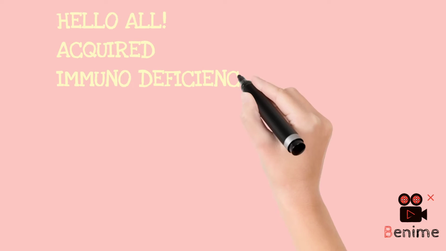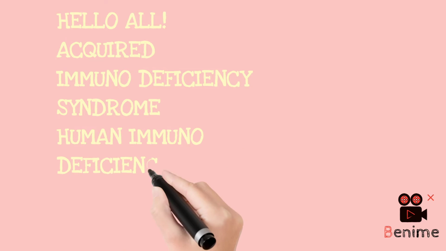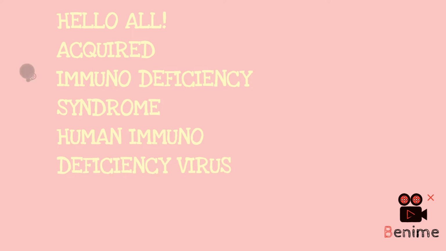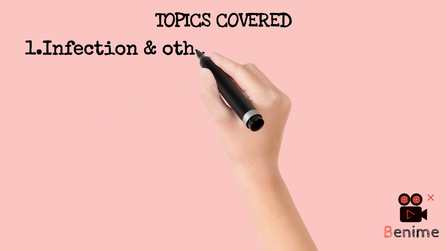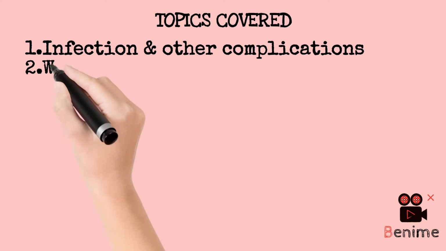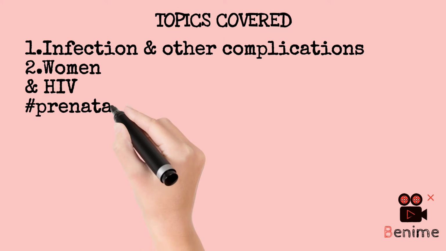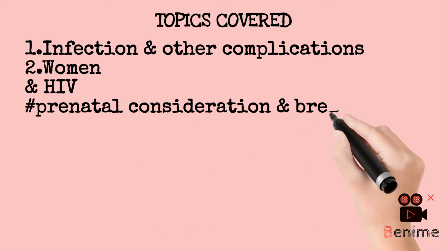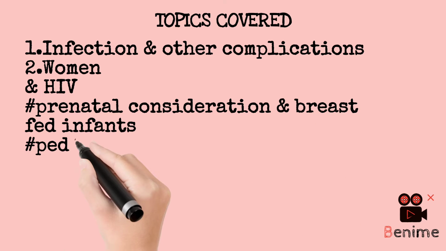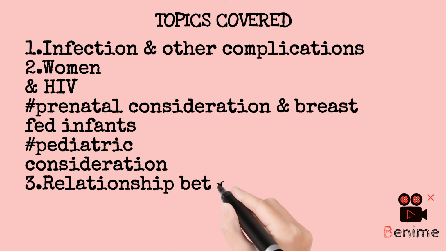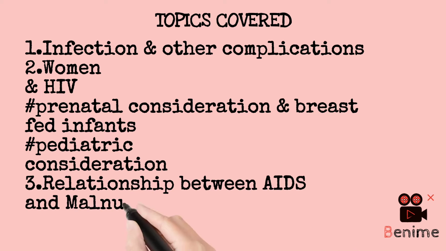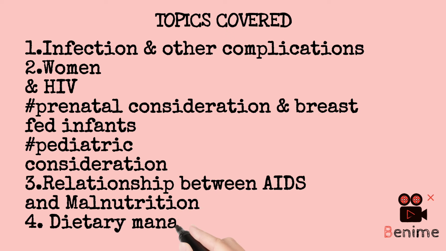Hello all. In this video we are going to discuss acquired immunodeficiency syndrome, which is caused by human immunodeficiency virus. Let's see what topics we are going to cover. First, infection and other complications. Second, women and HIV, that is, prenatal consideration and breastfed infants. Then, pediatric considerations. And third, the relationship between AIDS and malnutrition. And then, dietary management.